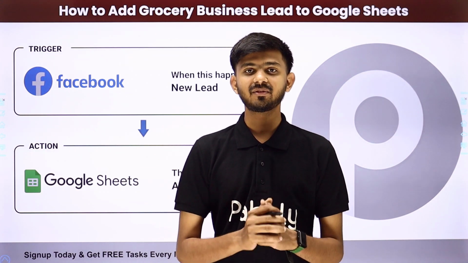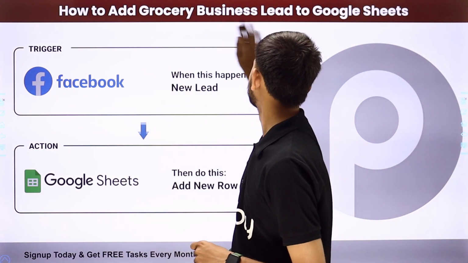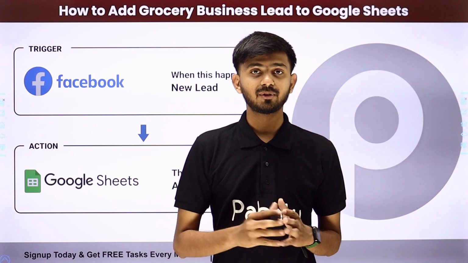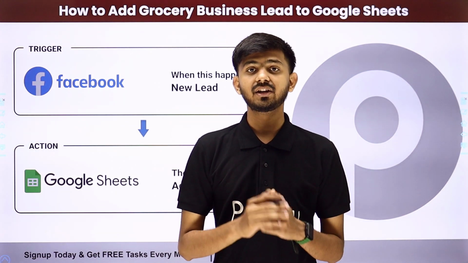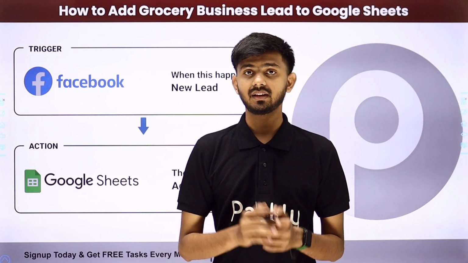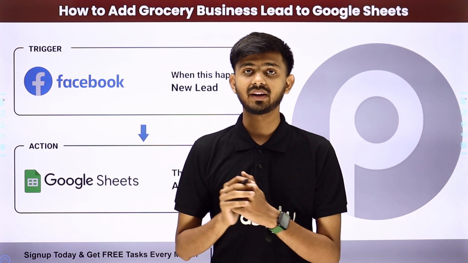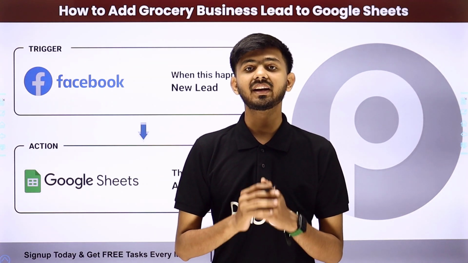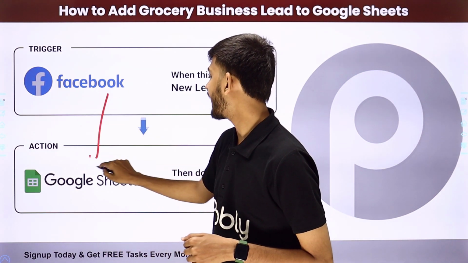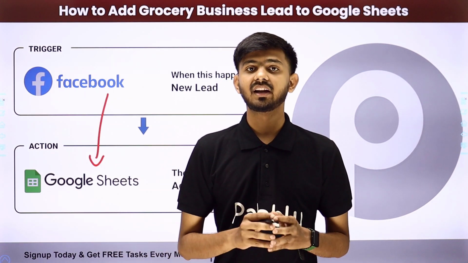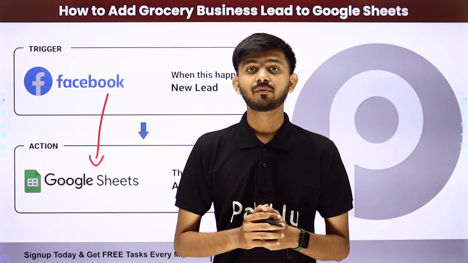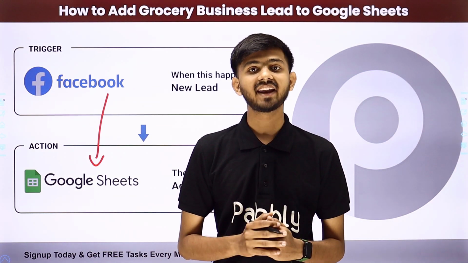Hello everyone, today we are going to learn how to add grocery business leads to Google Sheets. Our objective is that whenever we get a new business lead for my grocery business in our Facebook lead ads, I want to add these lead details automatically to my Google Sheets. For this, I am going to create an integration between Facebook lead ads and Google Sheets. For creating this integration, I am going to use Pabbly Connect, which is an amazing software for automation and integration.